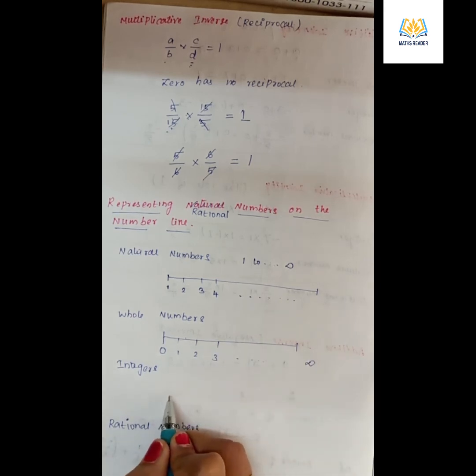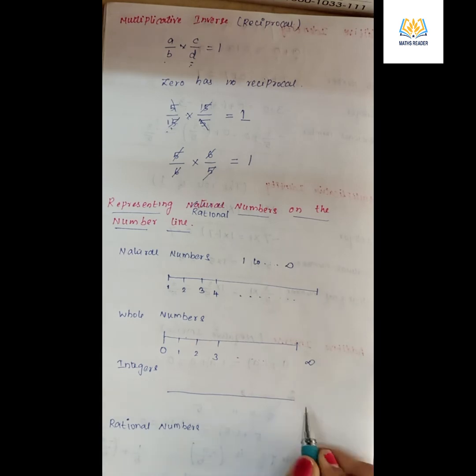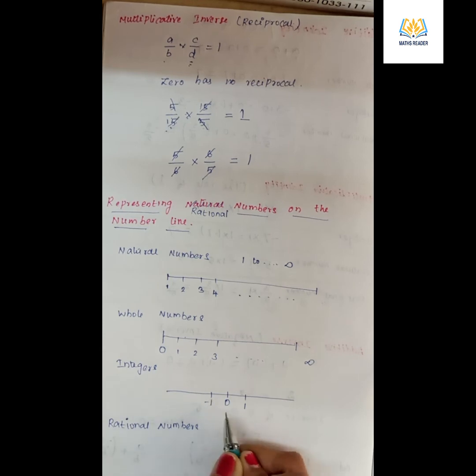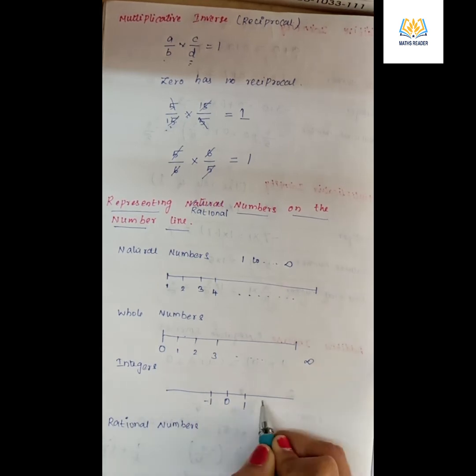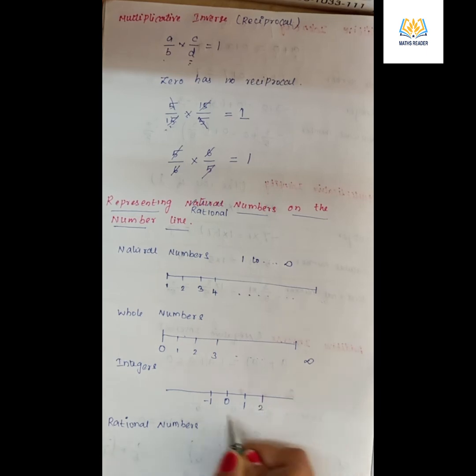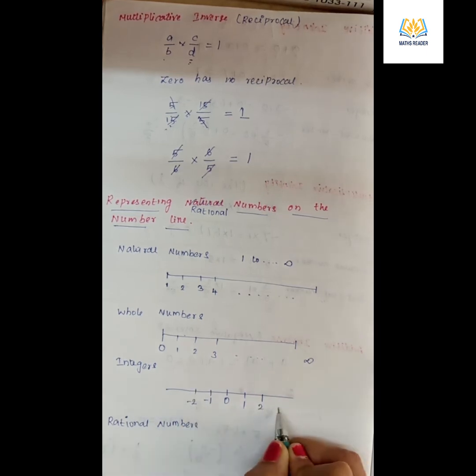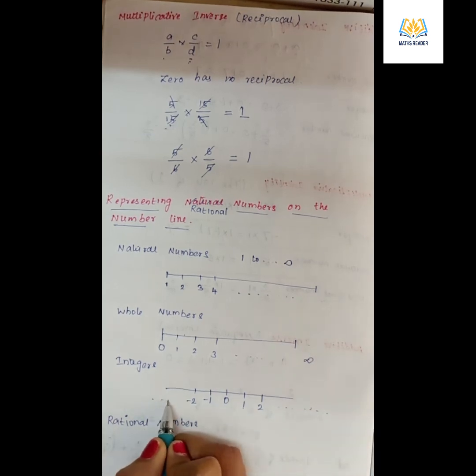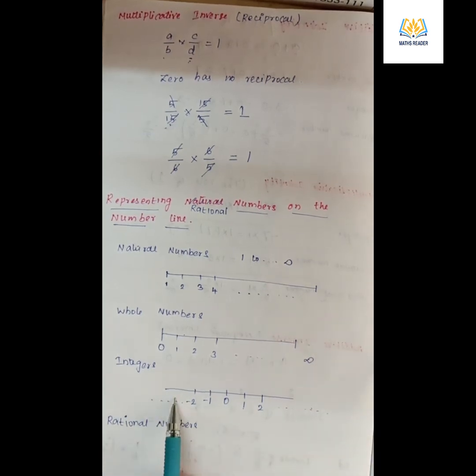Next is integers. In integers we have negative numbers, 0 and positive numbers. So here you have 0. The integers extend on both sides. Here we have positive 1, negative 1, 2, and here we have minus 2. So it goes on, it extends on both sides.